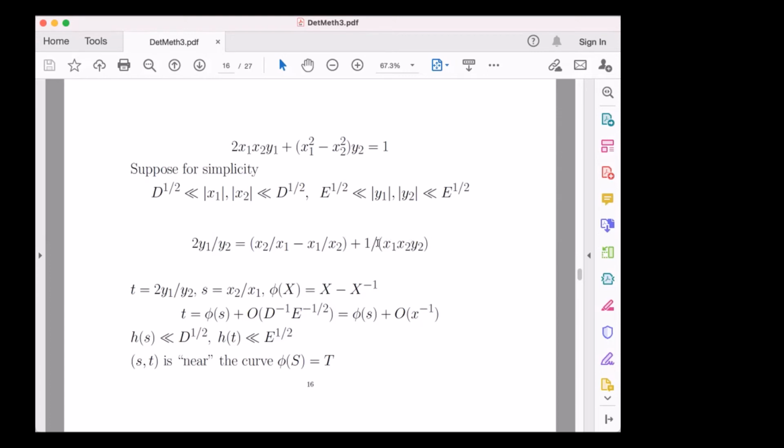That term there is quite small because x1 and x2 are of size d to the 1/2, y2 is of size e to the 1/2, so that's order d inverse e to the -1/2. And with the typical values of d and e we're interested in, that's of order x inverse.